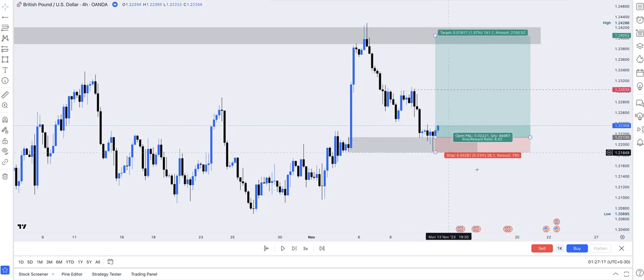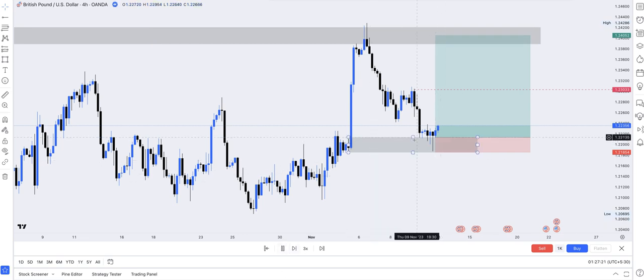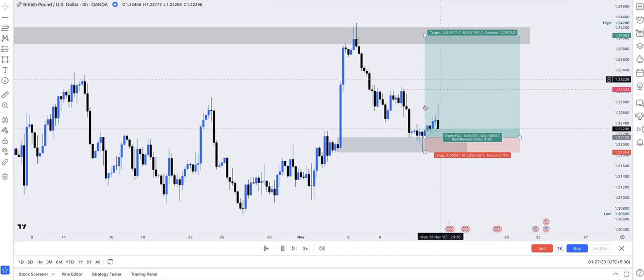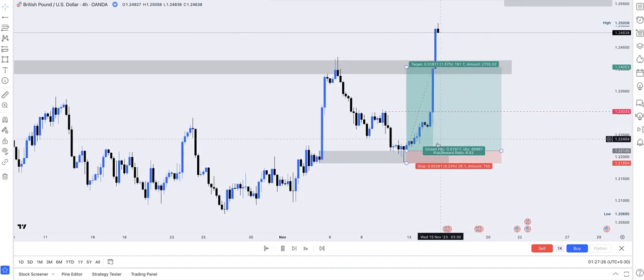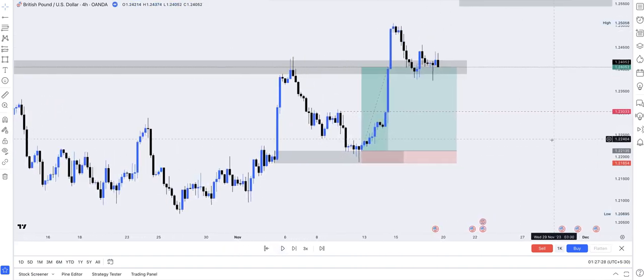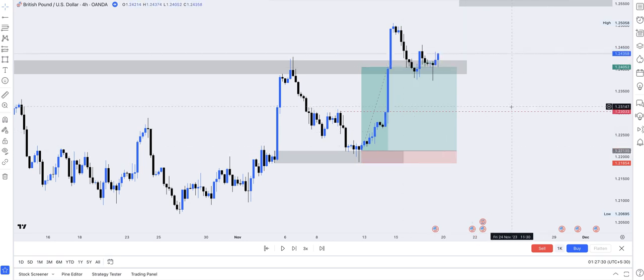So this is where my exit will be, and this is where my entry would also be, and you can see the reaction of price after I've been able to indicate where my stop loss and my take profit will be. So that is the last thing you have to look out for before you enter a trade.